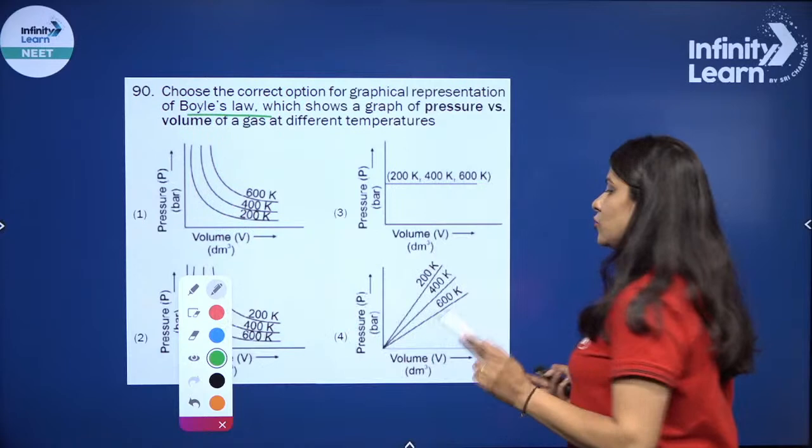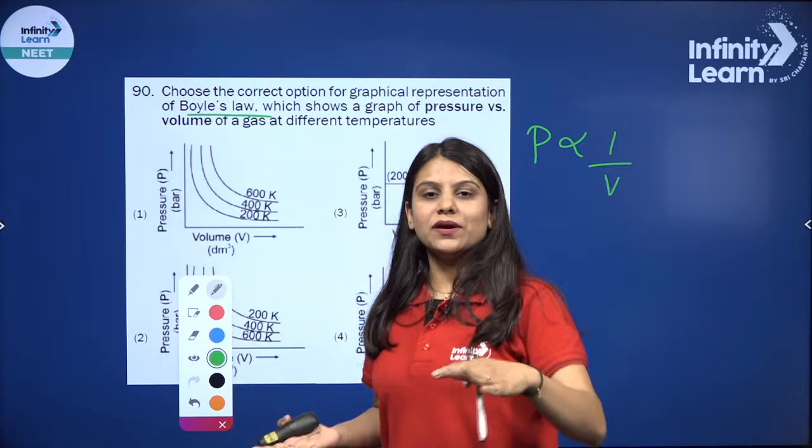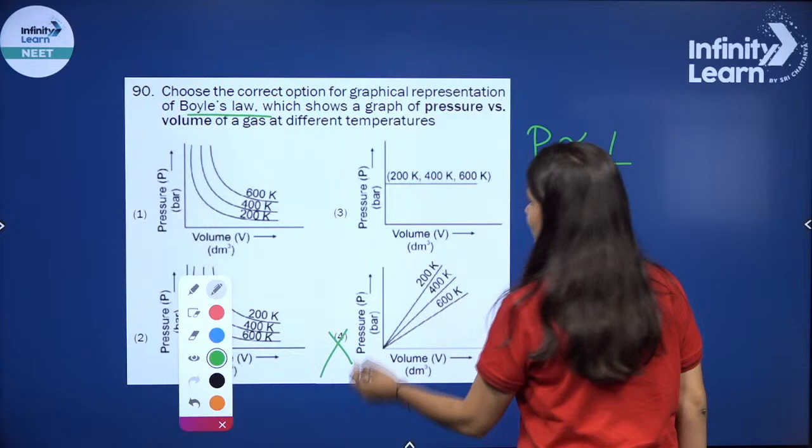Next, choose the correct option for the graphical representation of Boyle's law. So we know that Boyle's law says what? According to Boyle's law, P is inversely proportional to V. If we decrease pressure, volume increases, and if we decrease volume, pressure increases, right? So we know that this will not be the answer. This shows a direct relation, so this is also not the answer.